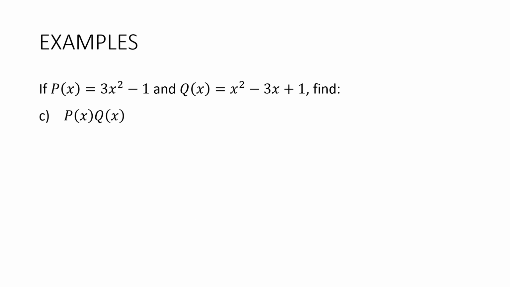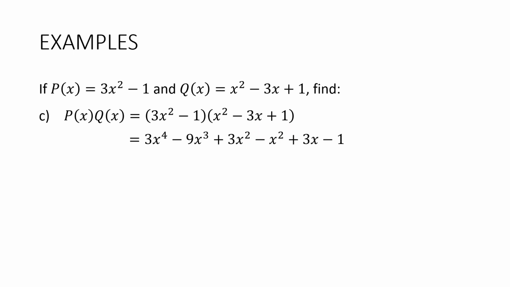And finally, let's multiply p of x by q of x. This time we're going to put both of them in brackets. We're going to expand this out. We're going to take 3x squared and multiply it by x squared, by negative 3x, by 1. And then we're going to multiply negative 1 by x squared, by negative 3x, by 1. So with 6 terms altogether, and tidying it up, we get 3x to the power of 4 minus 9x cubed plus 2x squared plus 3x, take away 1.